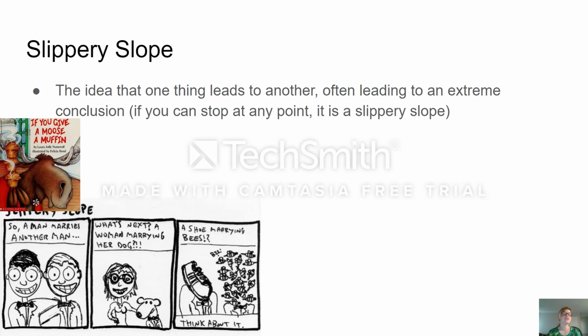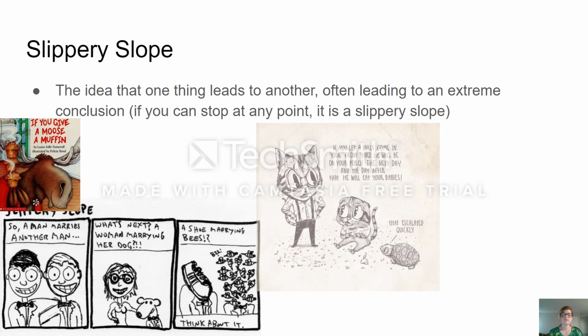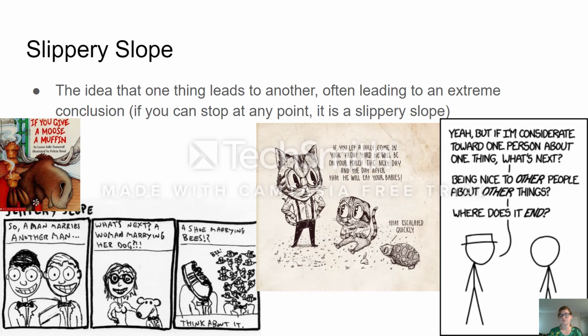Another one is that age-old one that you heard of as a kid. If you give a moose a muffin, then he's going to ask for a glass of milk. Then he's going to want some soap to wash that glass. Then he's going to want a couch to sit on to enjoy his muffin. Then he's going to want, and it just goes on and on. There's one from the book that I've mentioned before. And here's another one. Yeah, but if I'm considerate to one person about one thing, what's next? Being nice to other people about other things? Where does it end? How dare he?